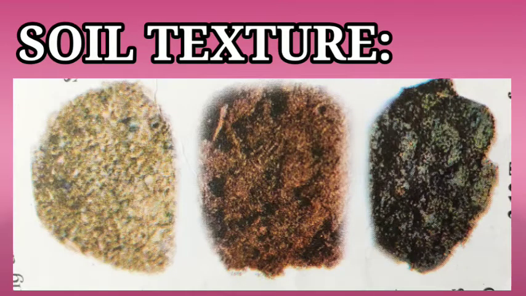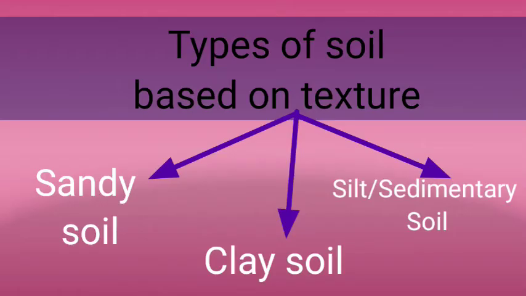Let's learn about soil texture. Soil contains particles of different sizes. The texture of soil is determined by the proportion of particles of various sizes in it. On the basis of texture, soil is divided into 3 different types. First is sandy soil, second is silt or sedimentary soil, and third is clay soil.